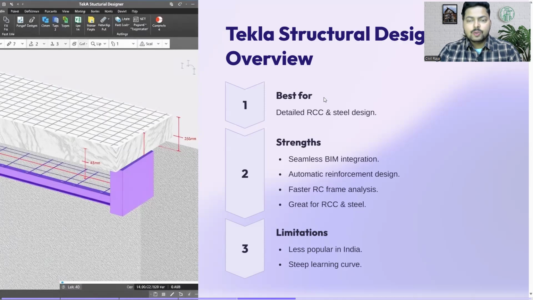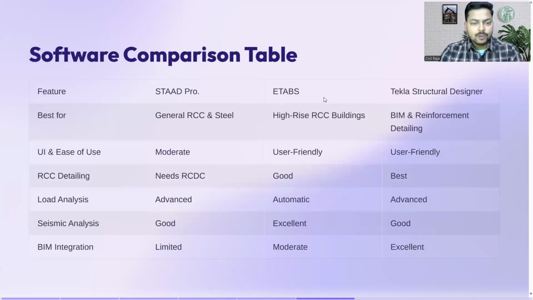Okay, so now it's time to compare these softwares. First of all, STAAD Pro is best for general RCC and steel structures. Etabs is leading the way in high-rise RCC buildings. Tekla Structural Designer is good for BIM and reinforcement detailing. For the interface, STAAD Pro is moderate, Etabs is user-friendly, and Tekla Structural Designer is also user-friendly. Then for RCC detailing, STAAD Pro needs RCDC, Etabs is good, and Tekla Structural Designer is best, because you do not need to jump to any other software for the detailings.